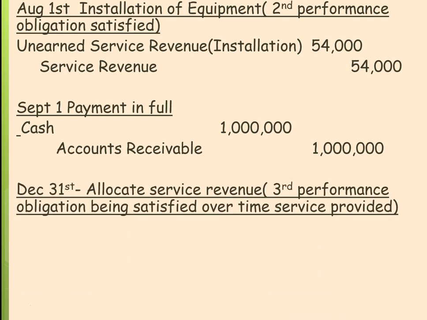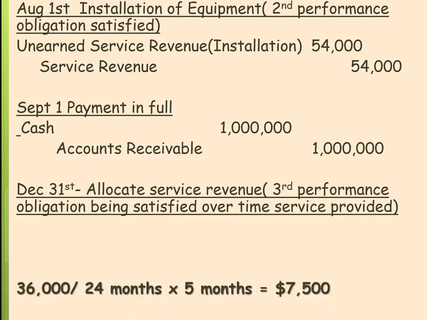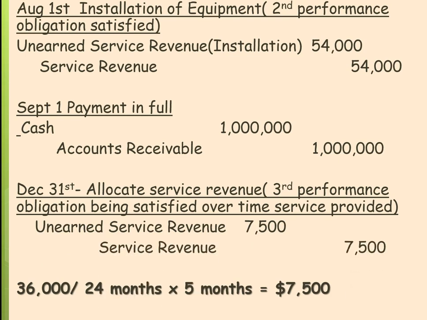Now at the end of the year, we're going to allocate our service revenue, which is our third performance obligation, being satisfied over time. So we're going to take our $36,000 divided by 2 years or 24 months times 5 months that have gone by, which gives us $7,500, and we're going to take it out of unearned revenue and book it as service revenue. And that ends part 1 of our 4-part presentation on revenue recognition.